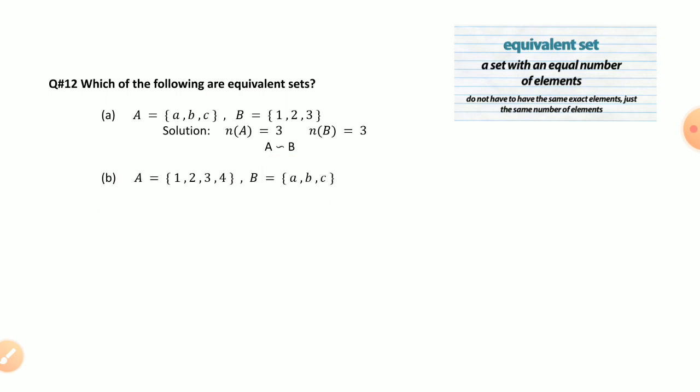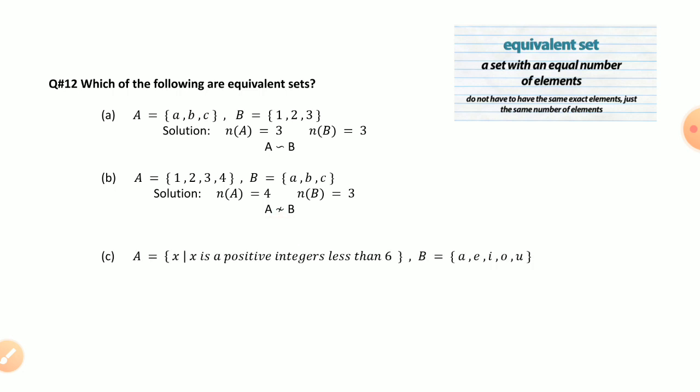Next, set A is 1, 2, 3, 4 and set B is A, B, C. Here the number of elements in set A is 4. We have 4 elements in the first set, and the number of elements in set B is 3. We have 3 elements in set B. Here the number of elements is not the same. So set A is not an equivalent set of set B. We will write it as this: A not equivalent to B. We use this symbol to represent not equivalent sets.